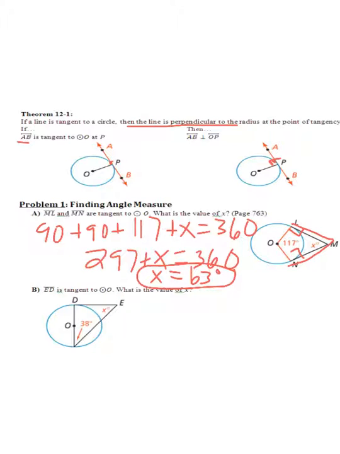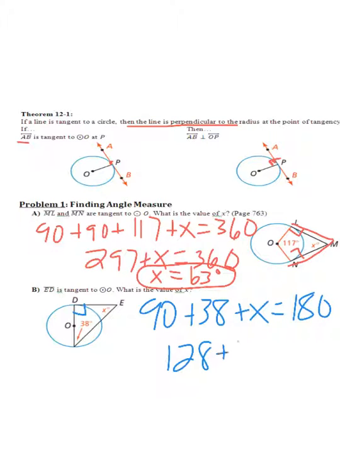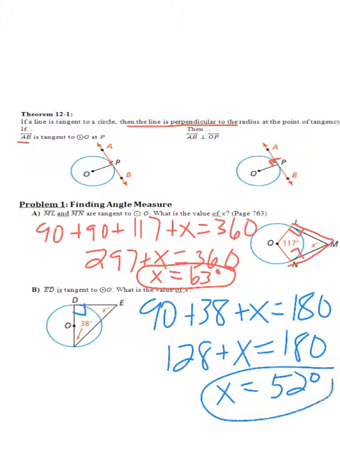For our next example, ED is tangent to circle O, so right away, at ED, I should be putting a 90-degree angle there. They want to know what the value of x is. Well, now I've got a triangle, and I know what 2 angles are. I've got 90, and I've got 38. I just don't know what the third one is. Triangles should add up to 180. 90 plus 38 is 128. So when I subtract 128 from 180 for x, I should get 52. X is a 52-degree angle.